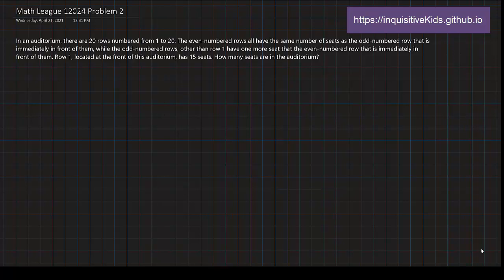And now we're going to be looking at another of the Math League word problems. In an auditorium, there are 20 rows numbered from 1 to 20. The even-numbered rows all have the same number of seats as the odd-numbered row that is immediately in front of them, while the odd-numbered rows, other than row number 1, have one more seat than the even-numbered row that is immediately in front of them. Row 1, located at the front of this auditorium, has 15 seats. How many seats are in the auditorium?